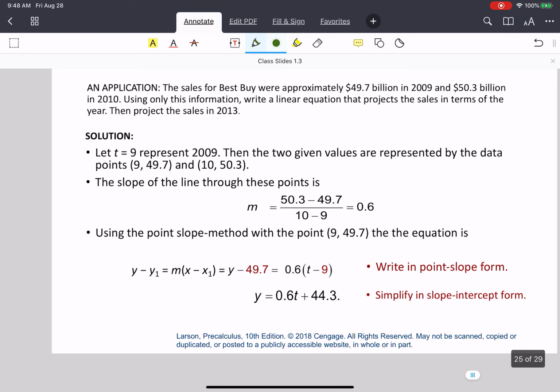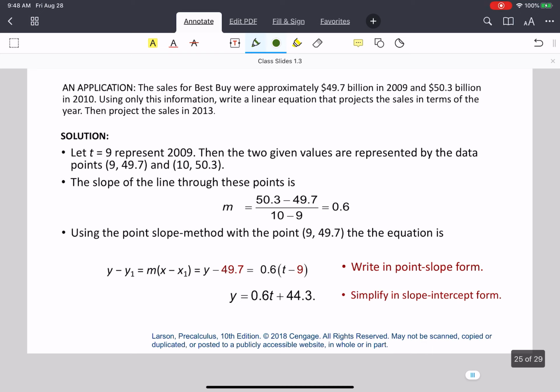All right, so that concludes this example. So lastly, we're going to talk about an application problem. The problem goes as follows: the sales for Best Buy were approximately 49.7 billion in 2009 and 50.3 billion in 2010. Using only this information, write a linear equation that projects the sales in terms of the year, then project the sales in 2013.